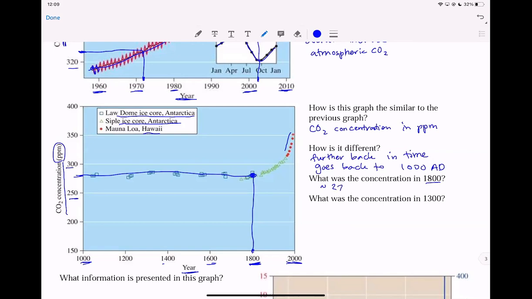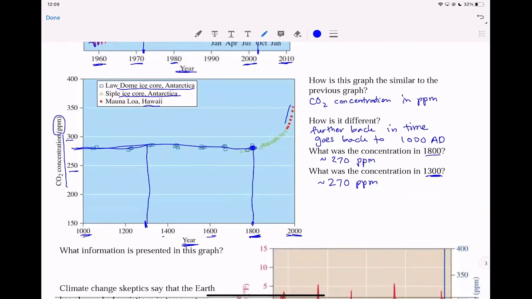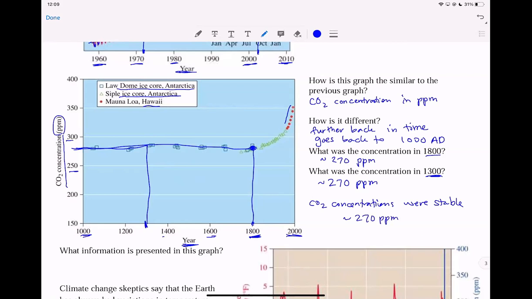So let's say about 270 parts per million, compared to 1300. Looking at 1300 on the x-axis, we don't have 1300, so I'm going to mark it here and then move up, and see that it was still about 270 parts per million. So carbon dioxide concentrations were stable on this graph. They were about 270 parts per million before 1800. Okay, so before the year 1800.